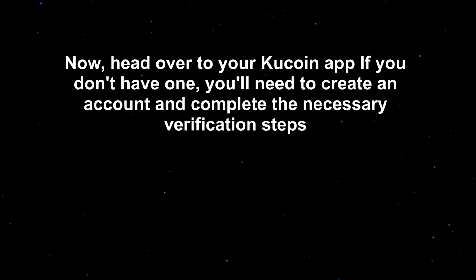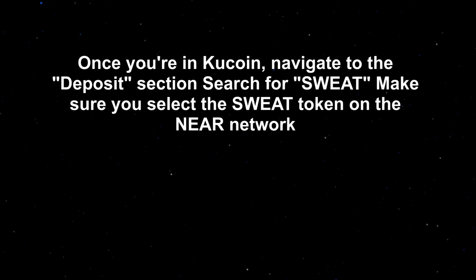Now, head over to your Kucoin app. If you don't have one, you'll need to create an account and complete the necessary verification steps. Once you're in Kucoin, navigate to the deposit section and search for Sweat. Make sure you select the Sweat token on the Near network.